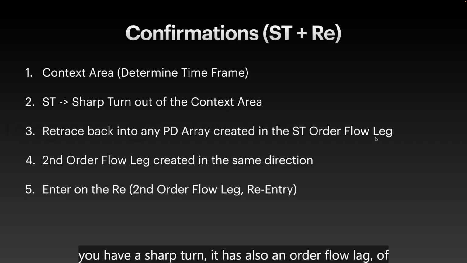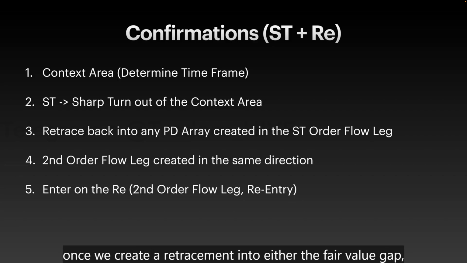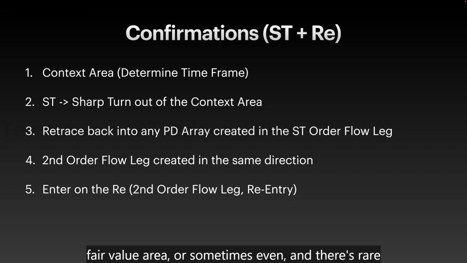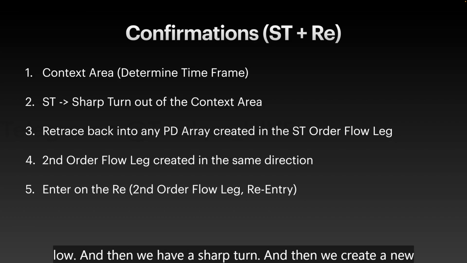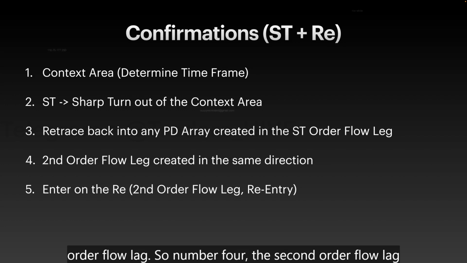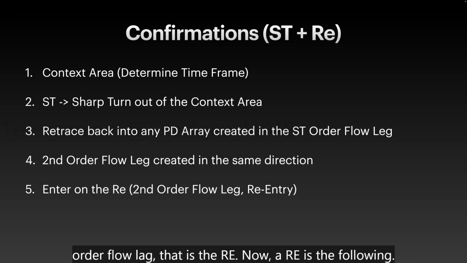So when you have a sharp turn, it has also an order flow lag, of course, coming out of our context area. That order flow lag, once we create a retracement into either the fair value gap, the fair value area, or sometimes even, and there's rare scenarios where it might even be the swing high or the swing low, and then we create a new order flow lag. So number 4, the second order flow lag created in the same direction coming from the previous ST order flow lag, that is the re.